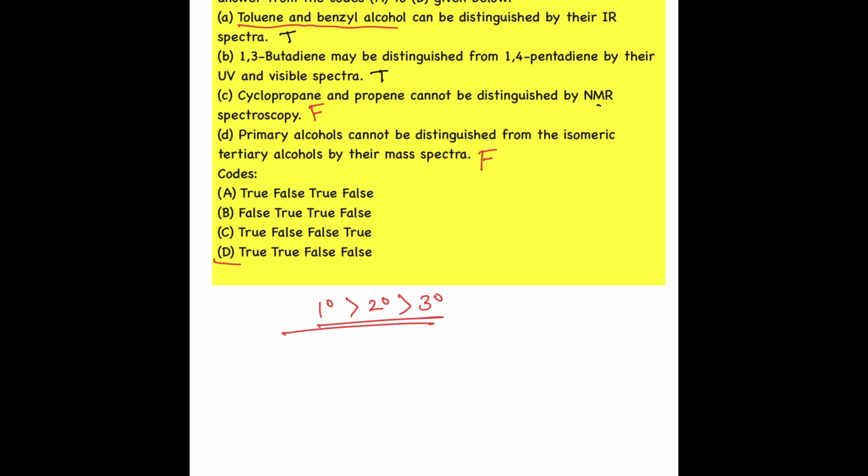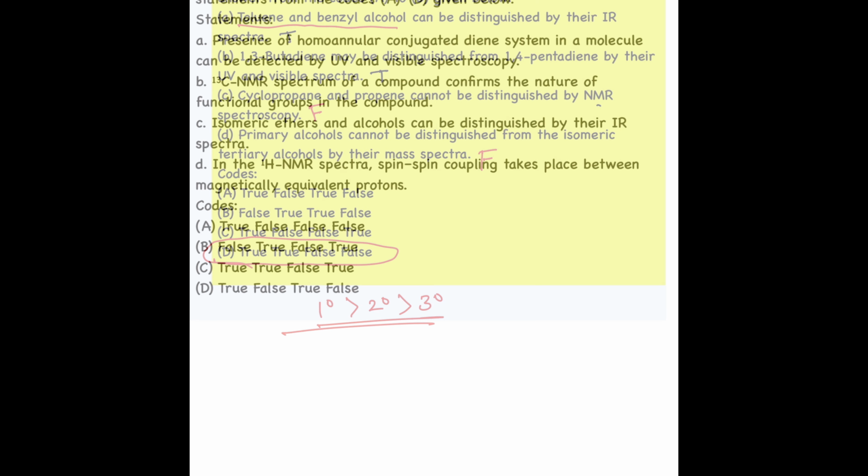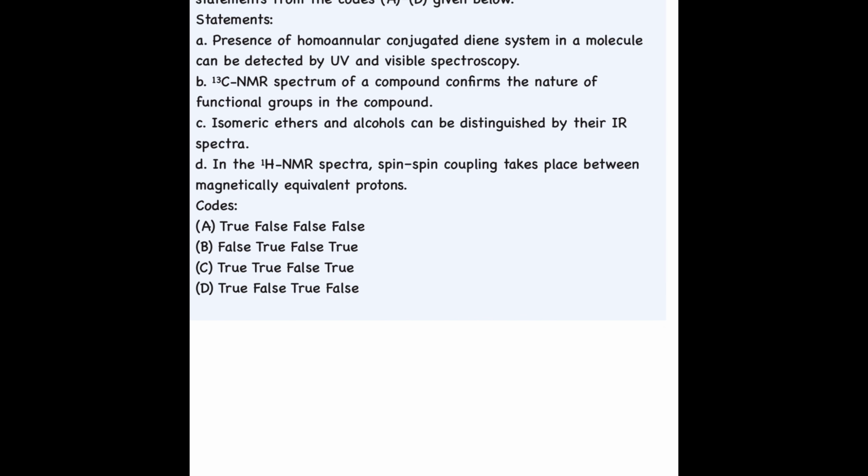So which option is the correct answer? The option D. So again there is a similar type of question where multiple concepts were asked in a single question. The first one related to UV visible, then 13C NMR, and then IR spectra, and then again 1H NMR. So this type of question is in recent trend, and multiple agencies are asking such questions, right? So let's try to solve these questions.